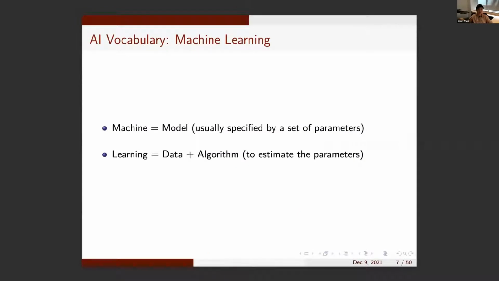If I further decompose machine learning into two parts, one is machine, which essentially means a model. The model is usually specified by a set of parameters. And learning essentially means the data plus the algorithm to estimate the parameters and use the model to predict for the future.